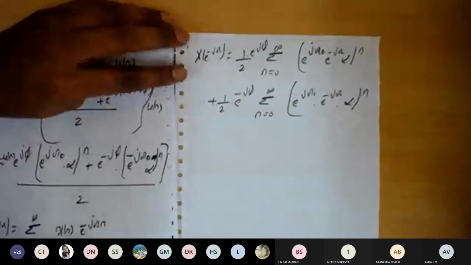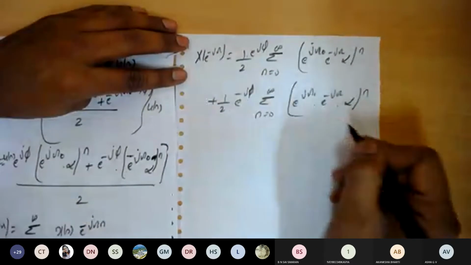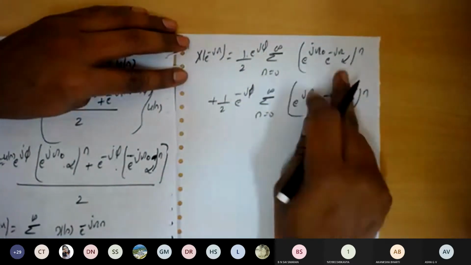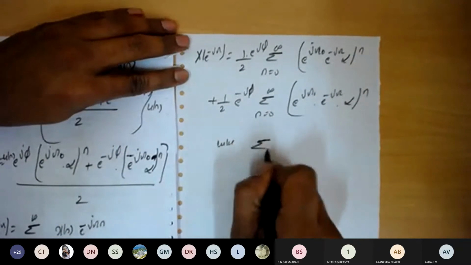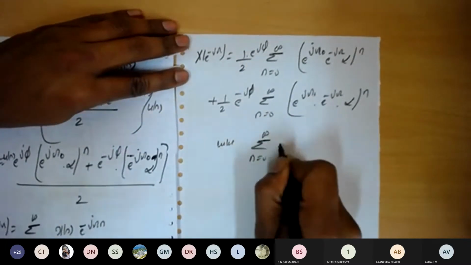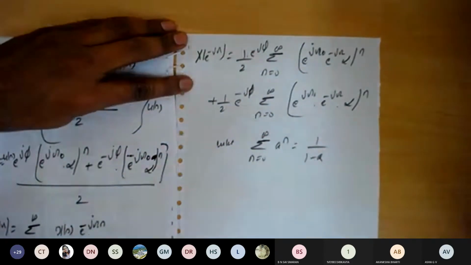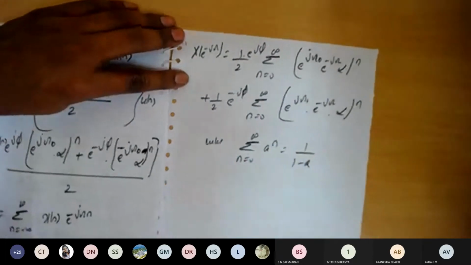So that's the advantage of the properties. If you know the properties, we can directly apply them and simplify, so we can reduce the number of mathematical calculations. Now we know the sum of infinite terms formula: summation n equal to 0 to infinity of a to the power of n is equal to 1 divided by 1 minus a. Let us apply that property here and evaluate the summation.